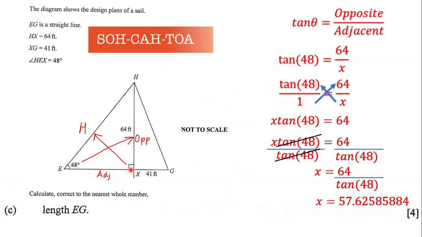But we're not done because we need to find the length EG. All we need to do is add the length EX, which we just figured out, which is 57.62585884, plus XG, which is 41. When we add them, we get EG. So EG is going to be 57.62585884 plus 41.